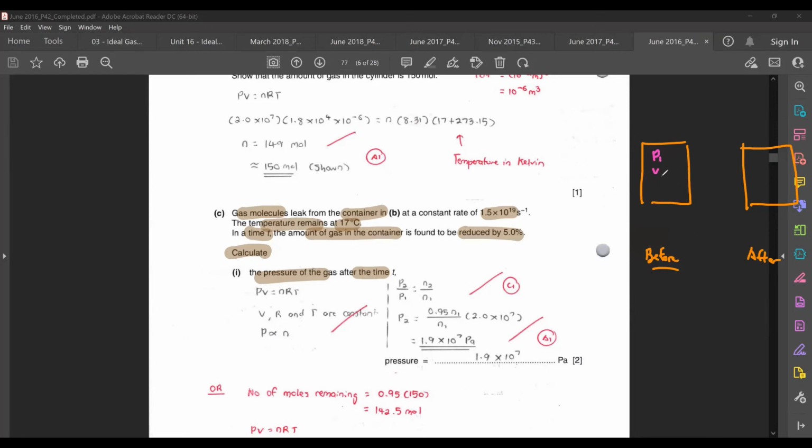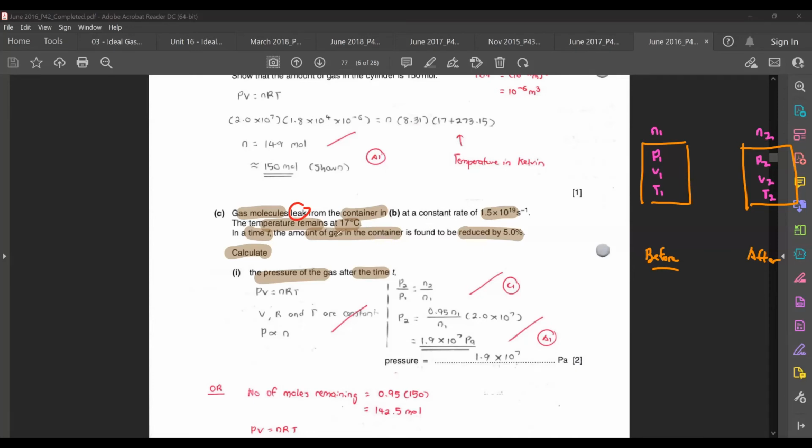P1, B1, T1 for N1. This one will be P2, B2, T2 for N2. Now, the number of moles is not the same here, unlike the previous examples you've done, because they specifically told you that there is a leak inside your container that caused the number of gases to reduce. Hence, your number of moles will reduce.